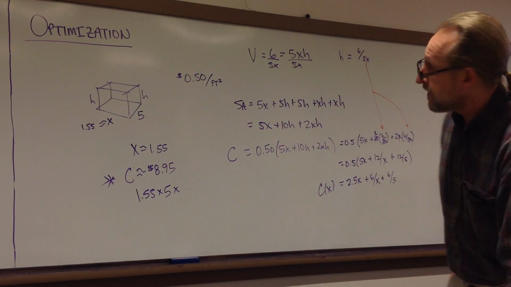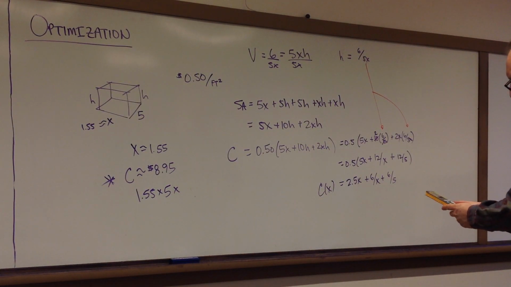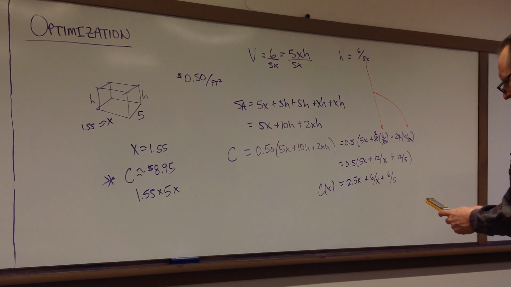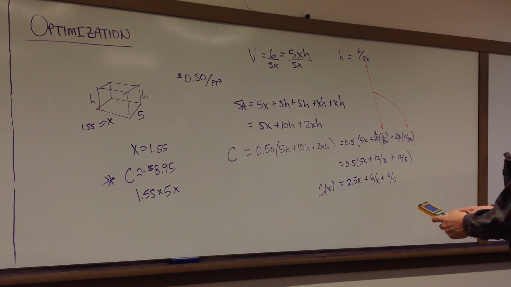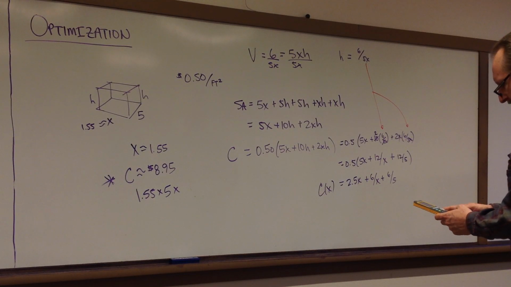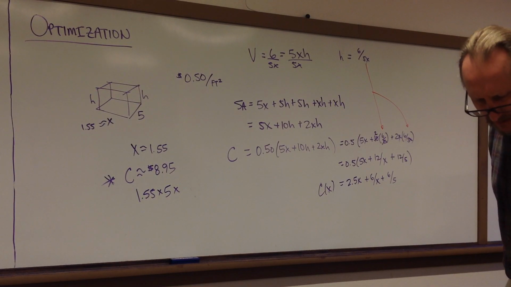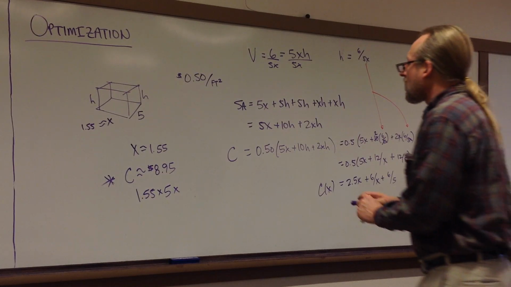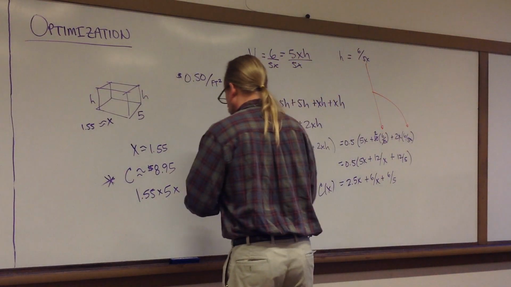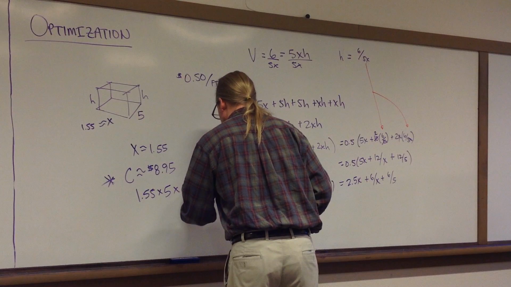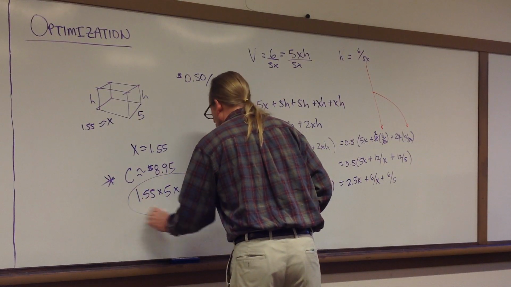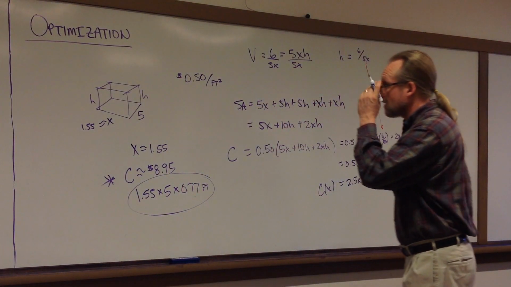Let's see here. Our height is going to be, what is this? 6 divided by 5 times 1.55, about 0.77. 0.77, and this is all in feet. Okay.